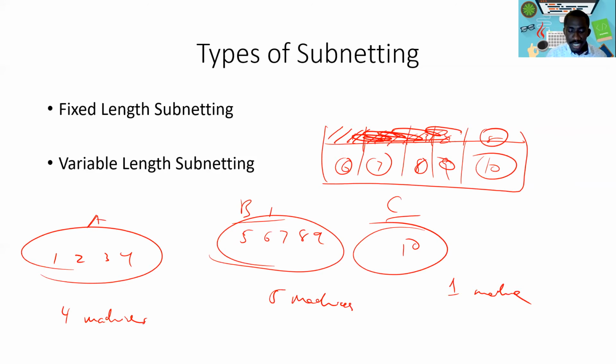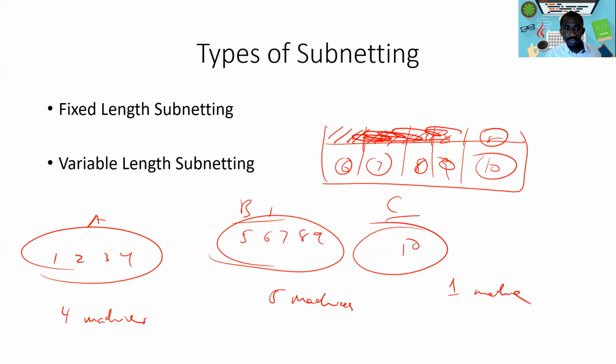Here, let me give you a logical explanation from the real world. Assuming your company branches have different capacities. Let's say branch A has 4 computers, so they may need 4 IP addresses. Branch B has 5 computers, so they may need 5 IP addresses, and branch C has just 1 computer, which means they may need only 1 IP address.